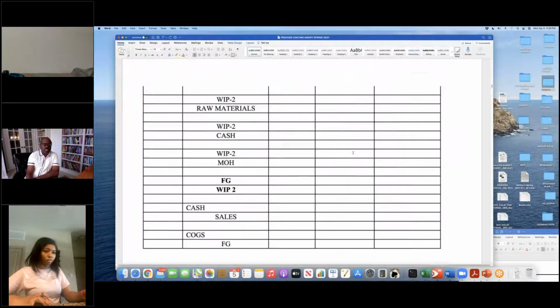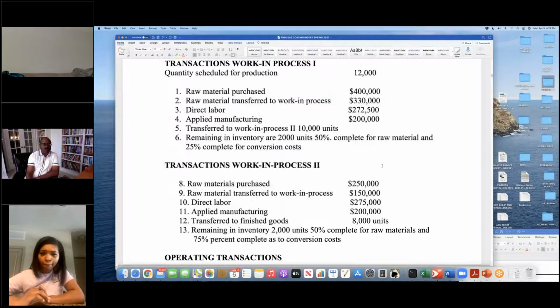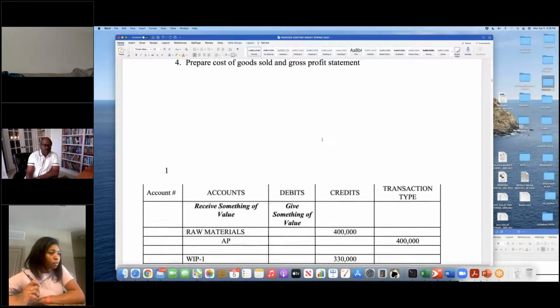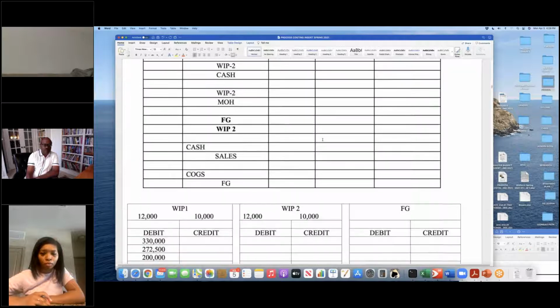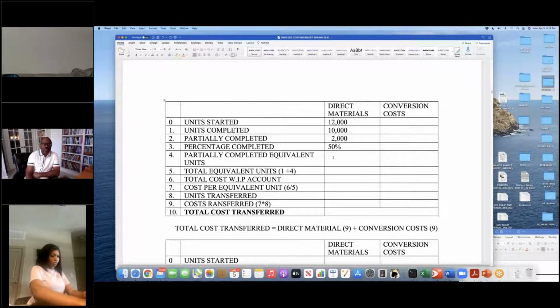For these 2,000 that were partially complete, the problem says they were 50% complete for raw materials. So they had 50% of the work done to them. If we want to convert that to equivalent units, we just multiply 2,000 times 50%, and we get 1,000.